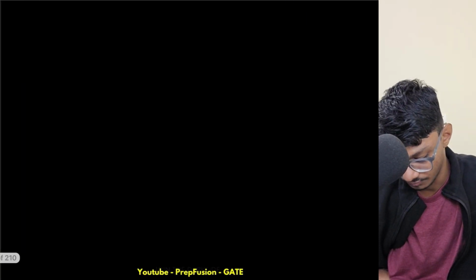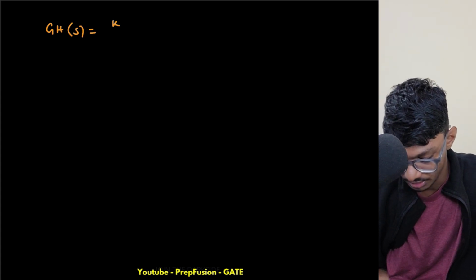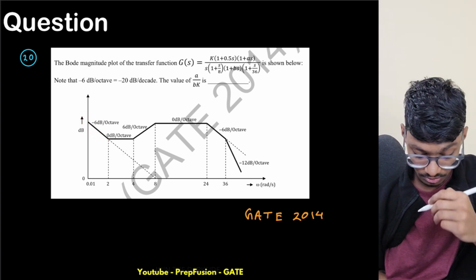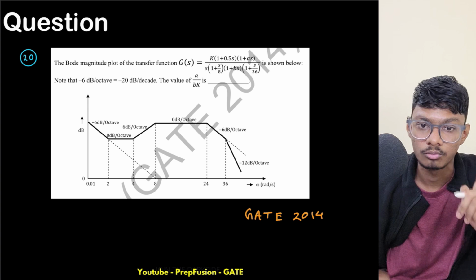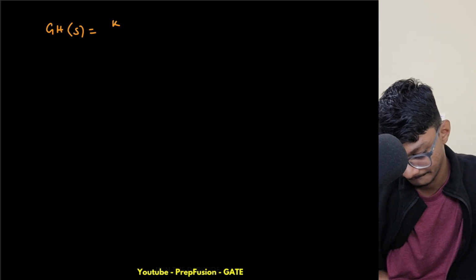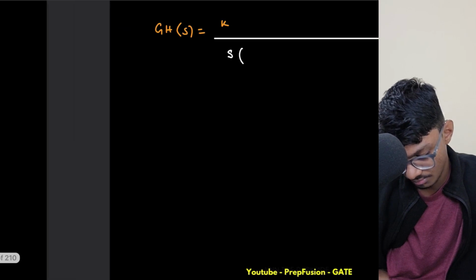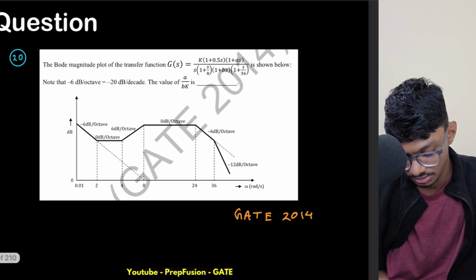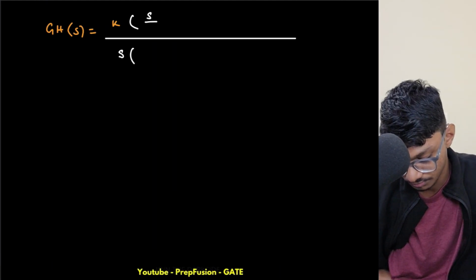So first let me write the standard time constant format. K I will have. Okay, here also I'm saying that it is starting from a slope of minus 6 dB per octave, so minus 20 dB per decade. That means I have a single pole at the origin. Then obviously I have a zero at omega equals 2.